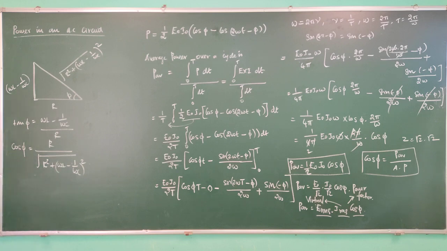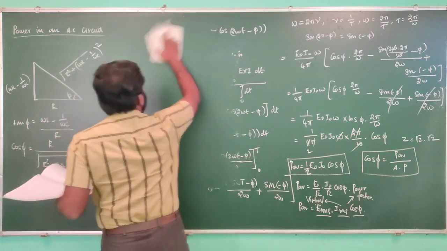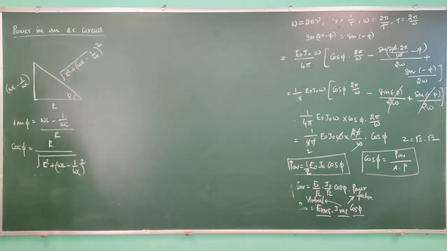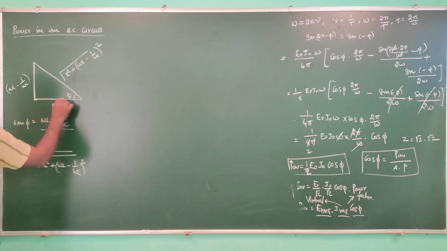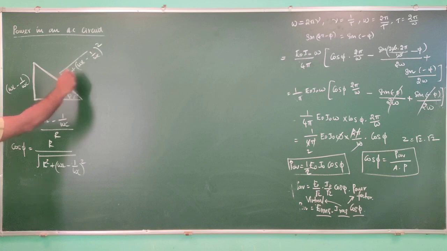You see, we are having a circuit which consists of resistor, capacitor and inductor. So here we can write the resistive component in the bottom adjacent side, and the capacitive and inductive reactances in the opposite side, so that the diagonal, the impedance, you can write like this.